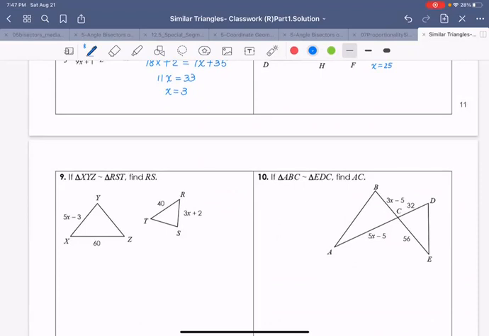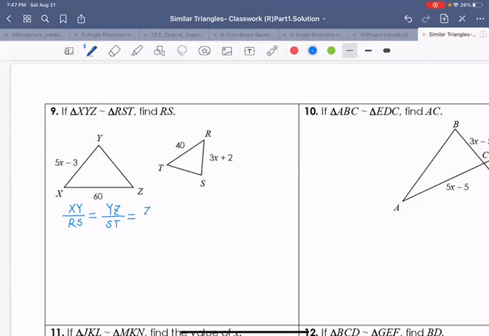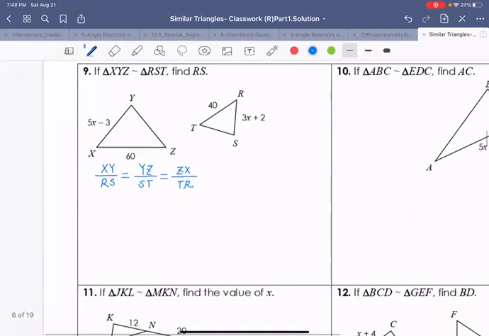Felix, number 9, please. XY over RS is equal to YZ over ST. YZ over ST equals ZX over TR. Now let's plug in the numbers.